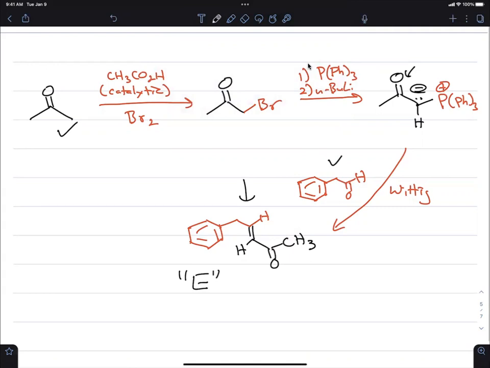But the most important point is this is how you access those Wittig reagents that are going to give you that E product. So if you see one of these products in a synthesis problem, so it's a new carbon-carbon double bond with an E geometry and a carbonyl adjacent, you might want to think about using this alpha-halogenation reaction because that's the best way I know of to make those.